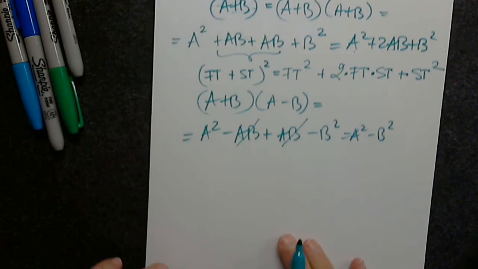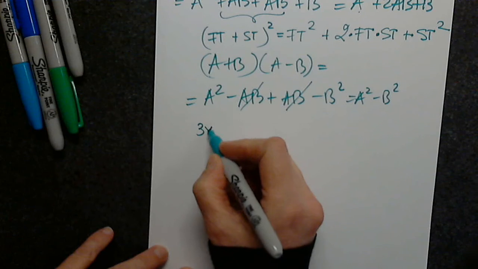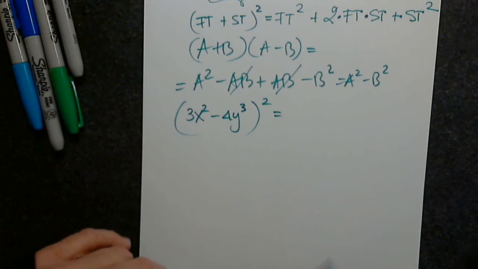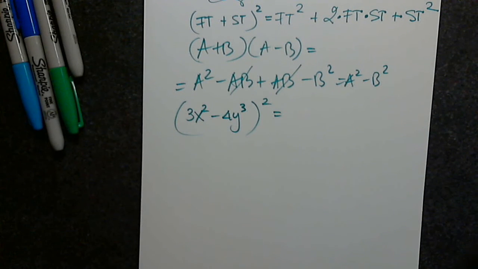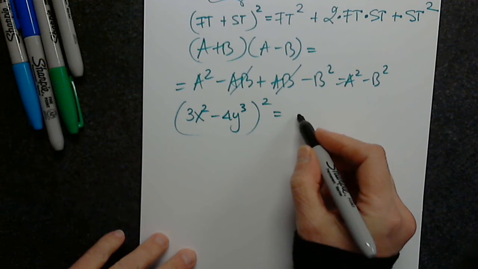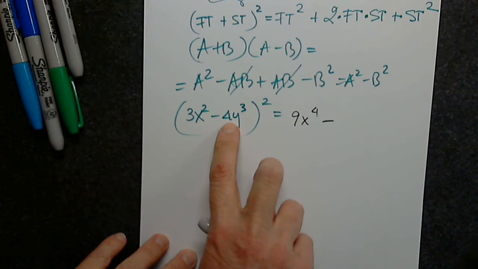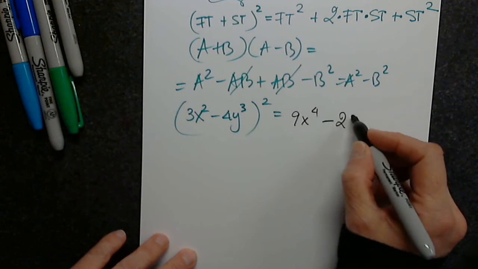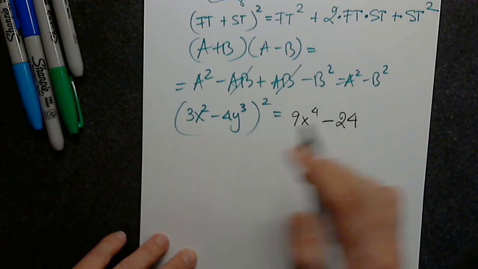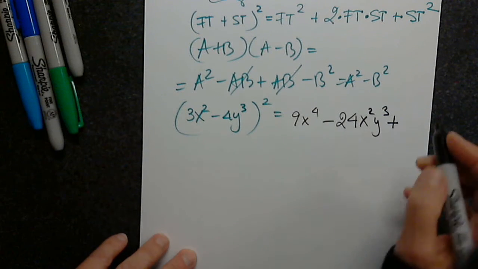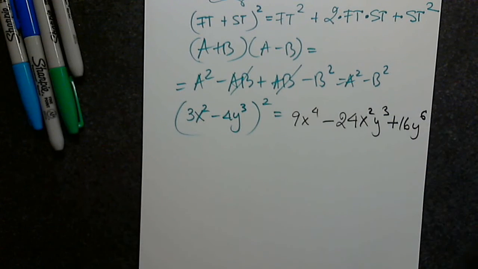So as an example, can anyone square this for us? And no, we don't want to FOIL. Everyone can FOIL. My algebra students can FOIL. The first term squared minus 2 times 3 times 4 x squared y cubed plus 16y. Or this 6. Perfect. No problem.